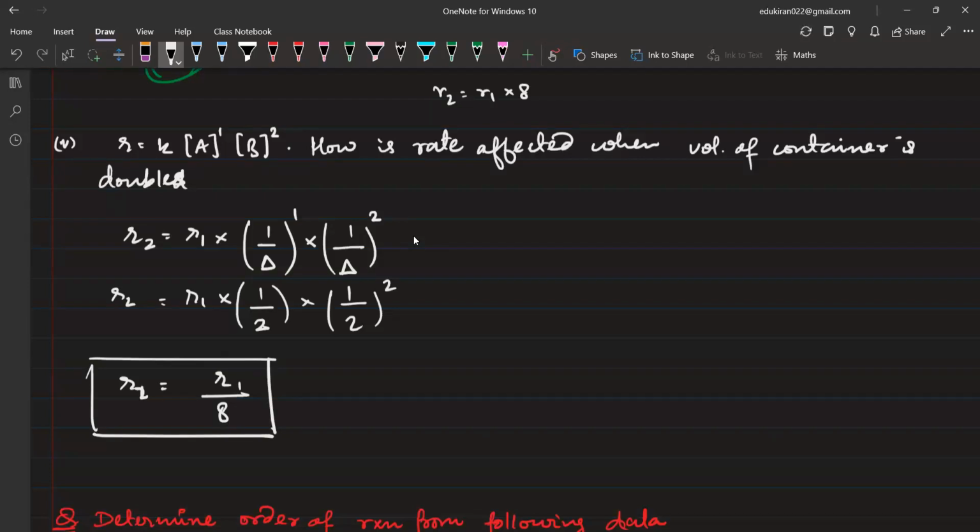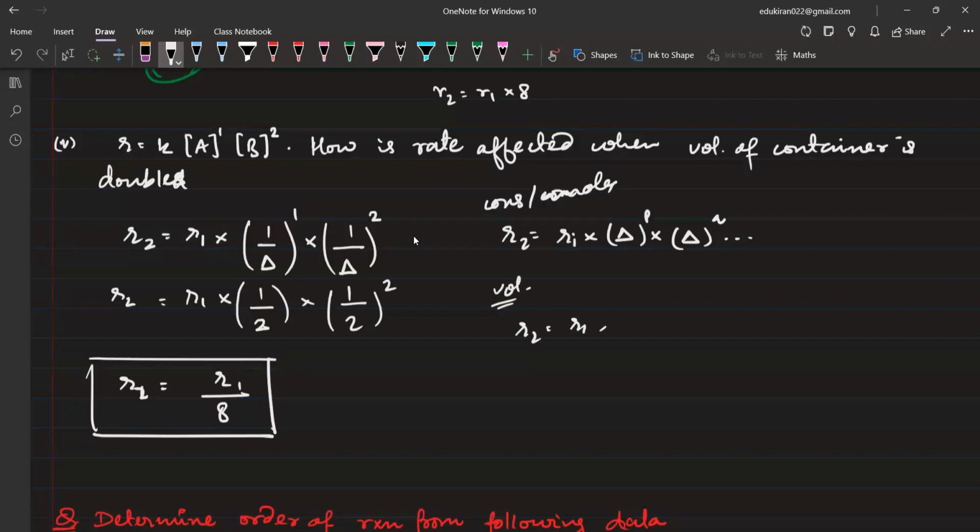ठीक है. तो जब आपके पास कंसंट्रेशन है, सो देन फॉर कंसंट्रेशन R2 is equal to R1 multiplied by whatever change we are doing to the power P into whatever change you are doing to the power Q and so on if you have more reactants. This is for concentration and for moles also, which is directly proportional. ठीक है, moles के लिए भी यही है. But for volume, R2 is equal to R1 multiplied by 1 upon whatever change in volume you are doing to the power P multiplied by whatever change in the volume you are doing to the power Q and so on. ठीक है.